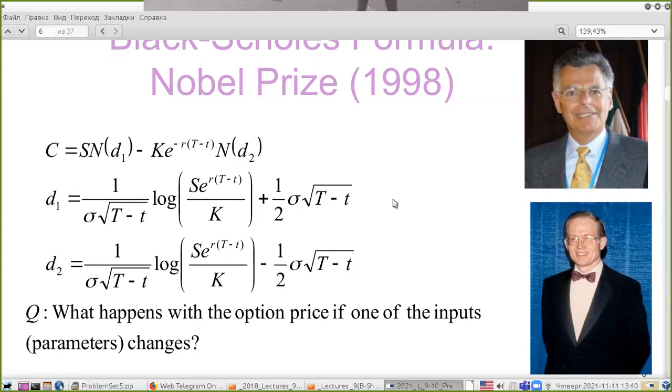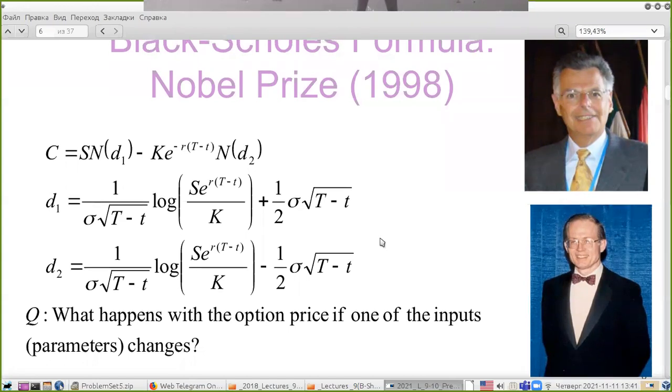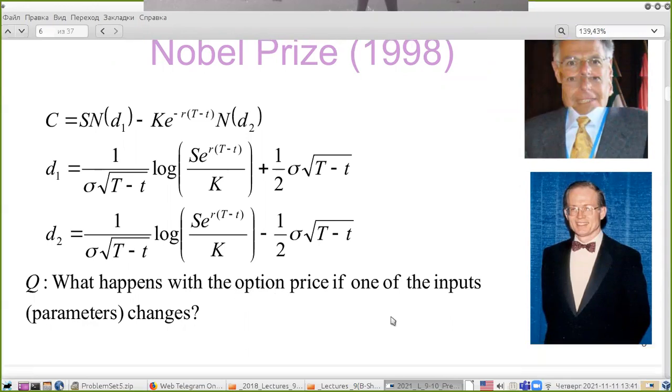And we think about what happens with the option price in this formula if one of these input parameters changes, because you see that in this formula there are 5 parameters. They are S, the initial price of the stock, K, the strike price, T capital, the time to maturity, sigma, the volatility, and we can compute volatility according to historical financial data. So it's interesting for us what happens with the option price if one of the input parameters changes.